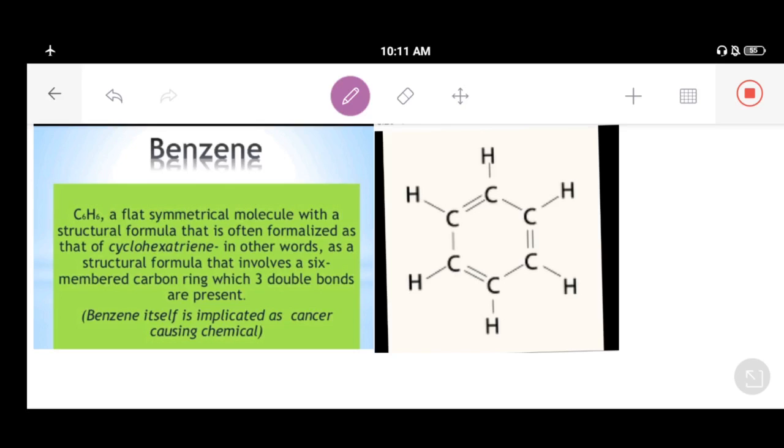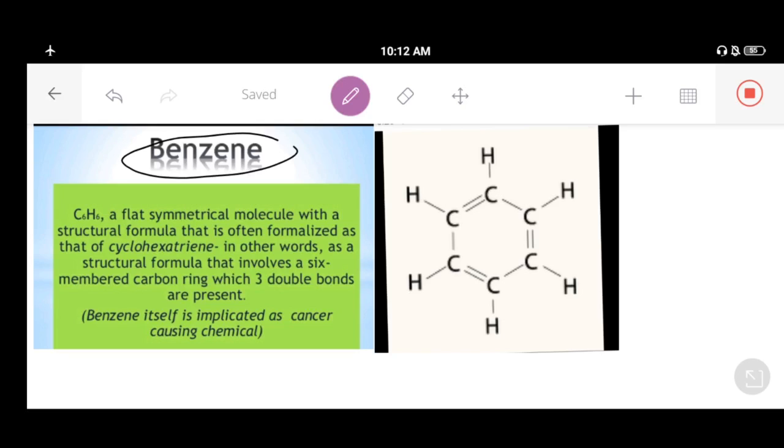There is a carbon-carbon double bond, but you must remember there is also a ring form. The carbon atoms are present in the form of a ring. That's why they are called unsaturated cyclic hydrocarbons, and unsaturated means carbon-carbon double bonds. So one of the brilliant examples of an unsaturated hydrocarbon is benzene.